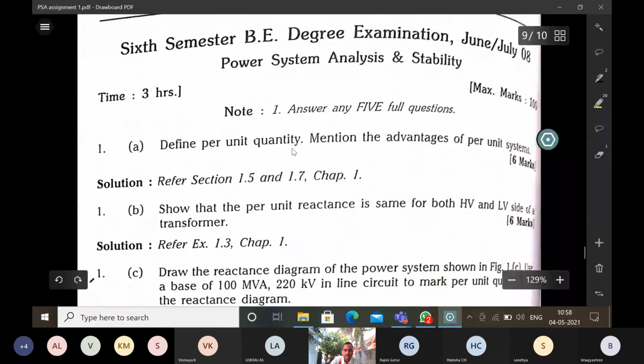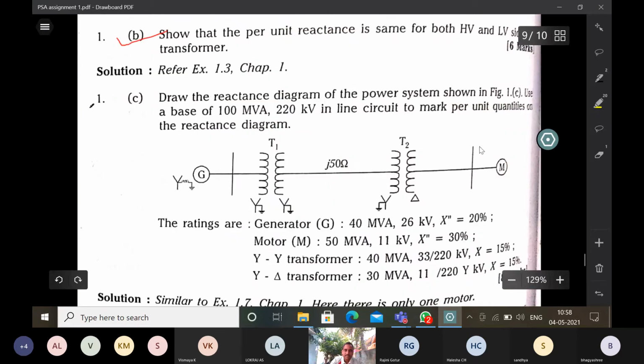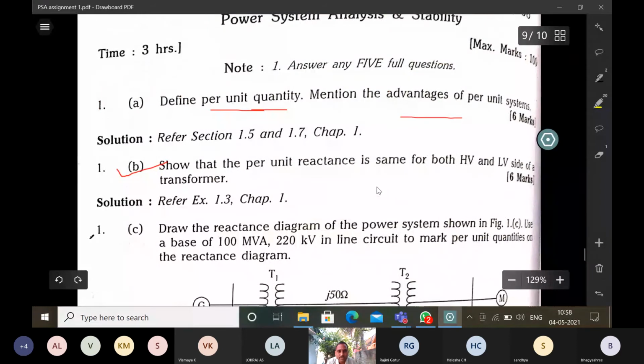Per unit quantity. The repeated questions you have to write one time. Define per unit quantity. A definition he has asked: what is per unit? Mention the advantages of the per unit system and show the per unit reactance is the same on both the HV and LV side of the transformer. The derivation is repeating again here. And draw the reactance diagram. So one problem is fixed and two theory questions are fixed, almost always. Out of 20 marks, 10 marks are for the problem and 10 marks for theory. Sometimes both are balanced.